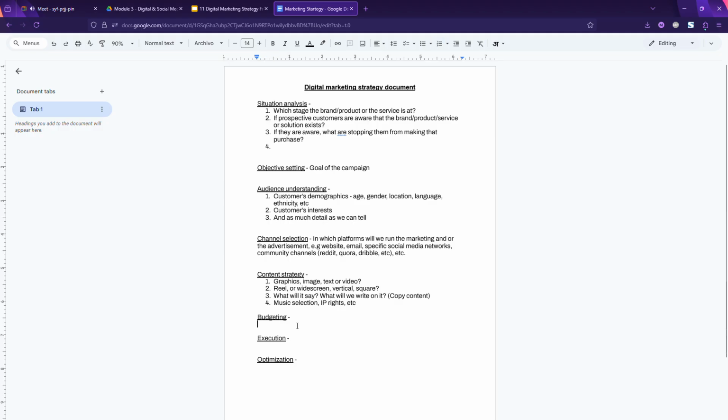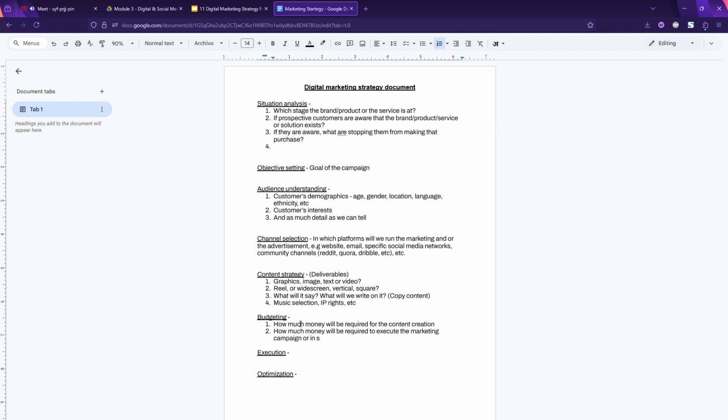The content strategy, what we are trying to create, these are the deliverables. This is what is to be created, right? Then we come to budgeting, as in how much money will be required. It's twofold: for the content creation, and how much money will be required to execute the marketing campaign.